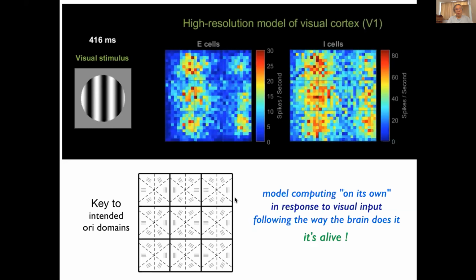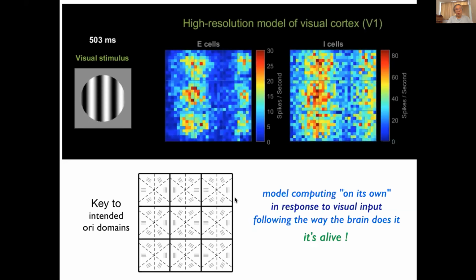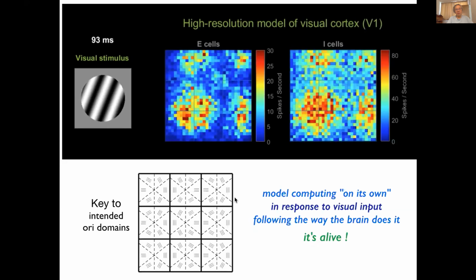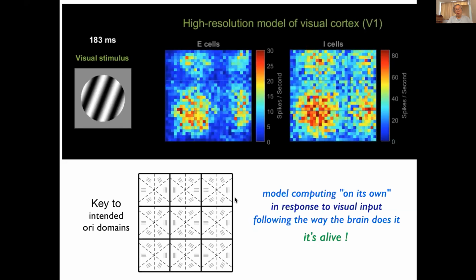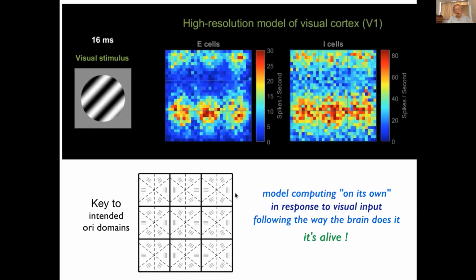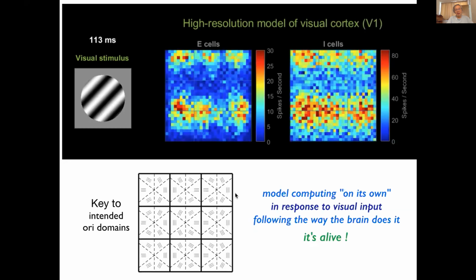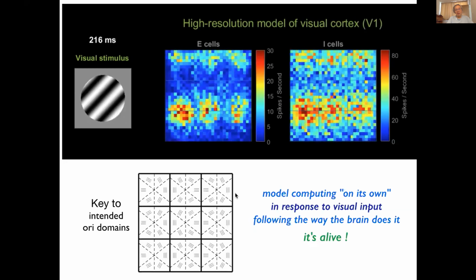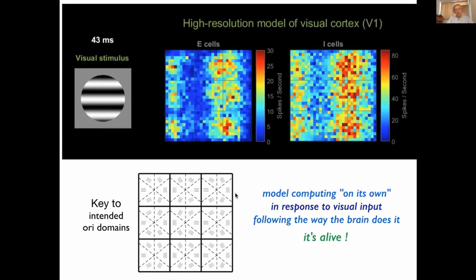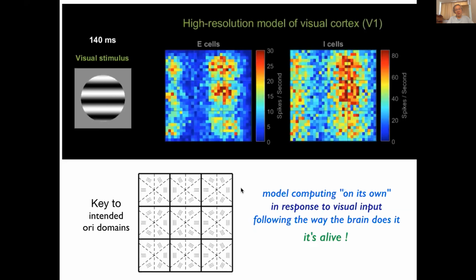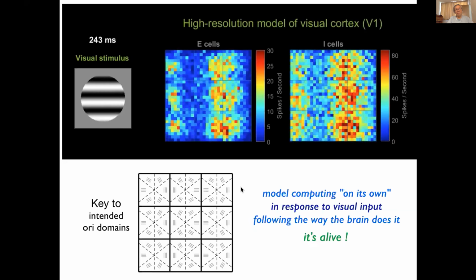Okay, so this is a vertical grating going. In a moment, it's going to change to another grating, a 22.5 degree grating. So you notice that a different part of the cortex is lit up. Okay, in a moment, it's going to change again to a 45. This is the horizontal grating.